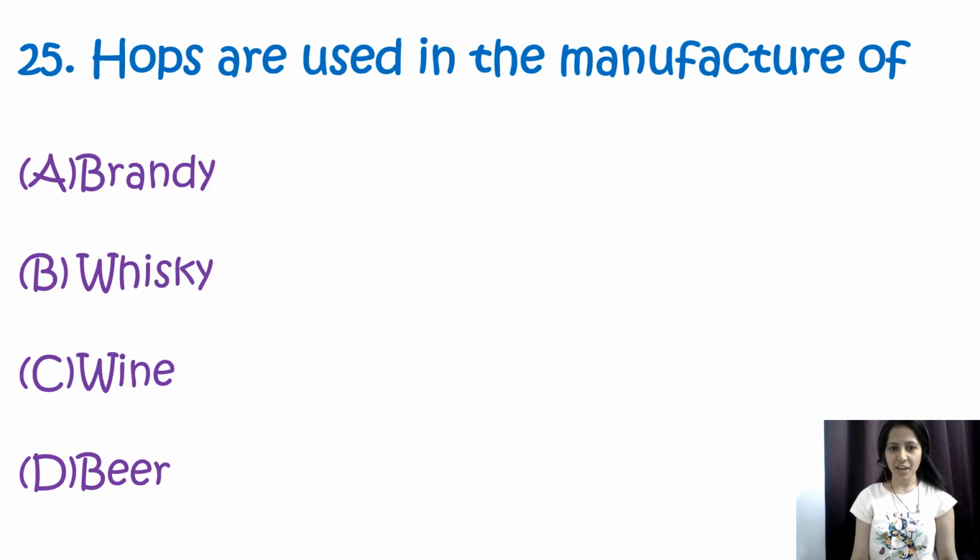Next, question number 25. Hops are used in manufacture of brandy, whiskey, wine, or beer. So over here you have to comment down the correct option for this question, and let us discuss this question once. Hops are the key ingredients in the brewing industries. These are the flowers or the cones of the hops plant, that is Humulus lupulus. And these are primarily used for flavoring and stability in the dash production. Okay, so comment down the correct option for this question.